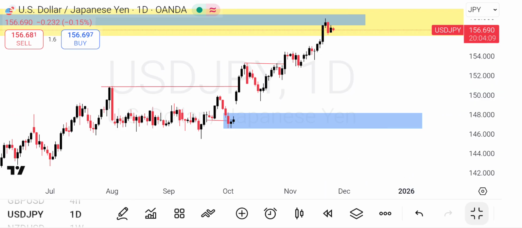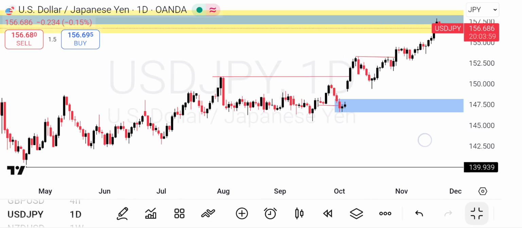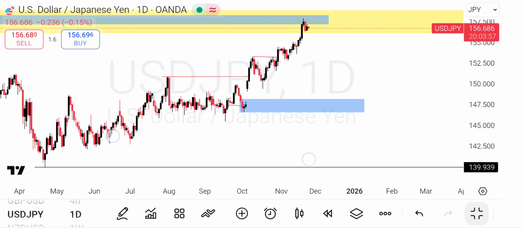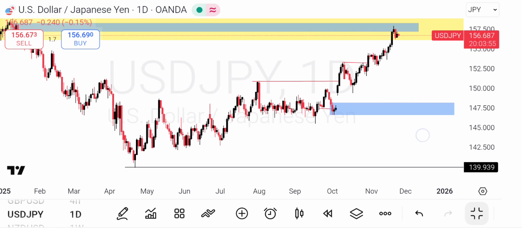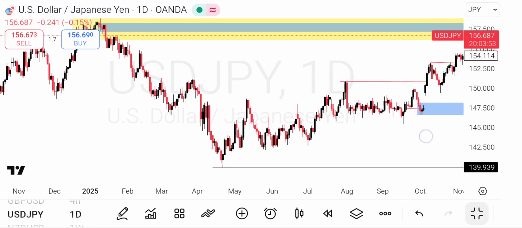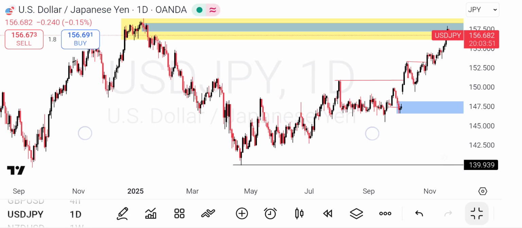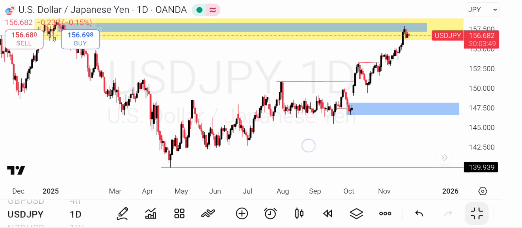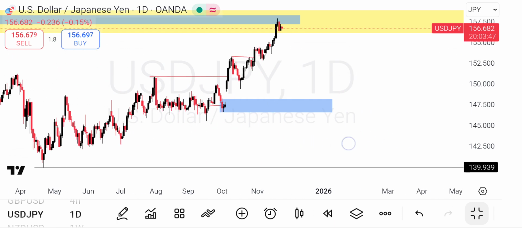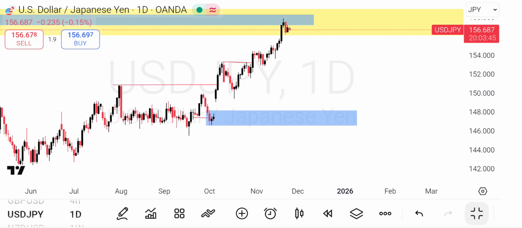So now my weekly and my daily are bullish. So it means that I should be looking at a buy trade. But now remember that price is already in a supply zone, a very strong one at this particular point in price. So what I want to do now is to check my 4 hour time frame.